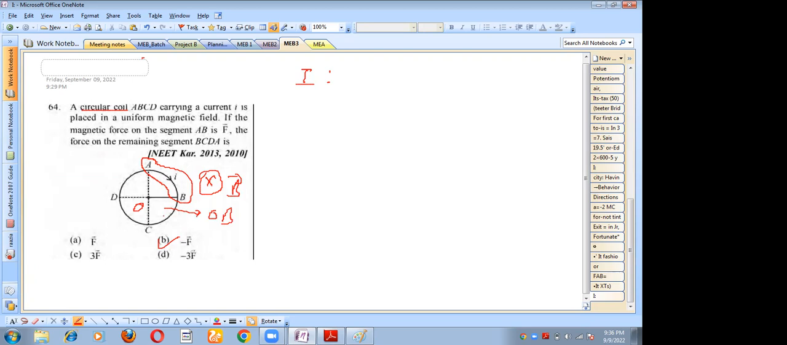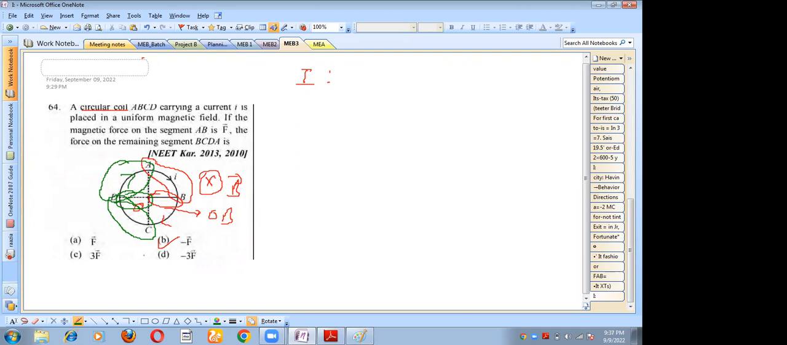Now, suppose current is given in clockwise direction. So now for BC and CD, for BC, again, displacement length will be OB, and for CD also, the displacement length will be OD, which is equal to OB. For DA also the displacement length will be the same, but the force on DA and CD will be in opposite direction, since current is moving in opposite direction, we can say, if we take the displacement length.